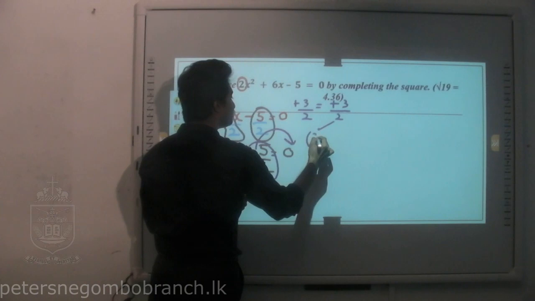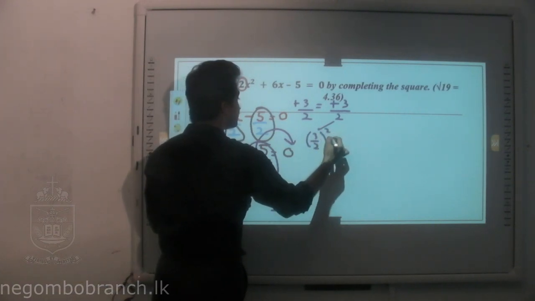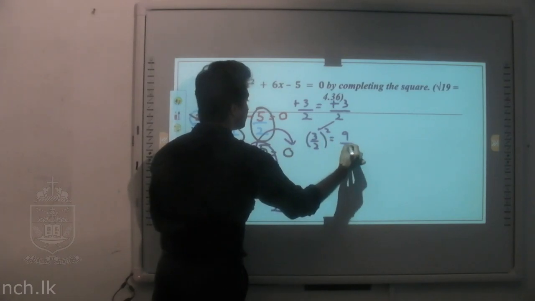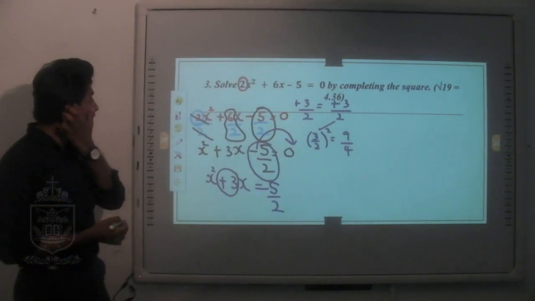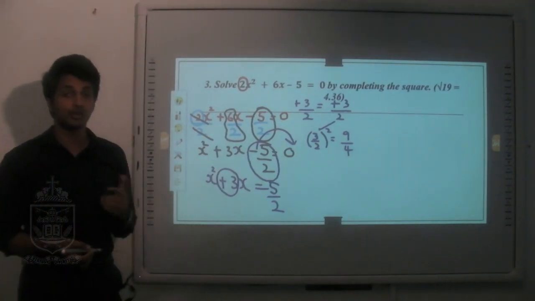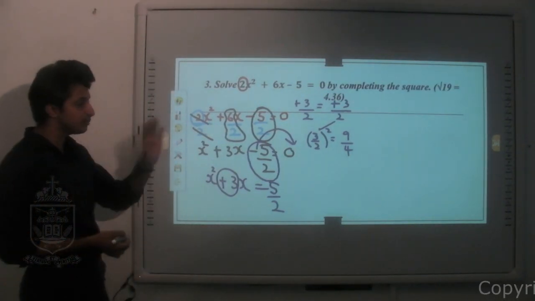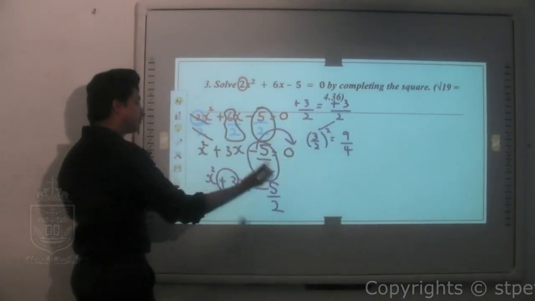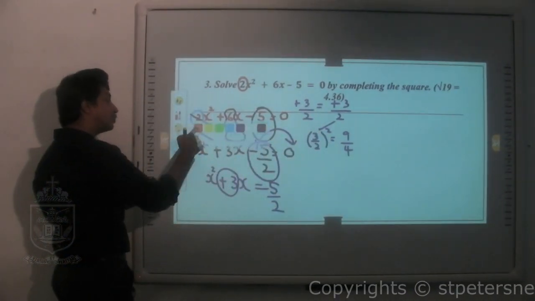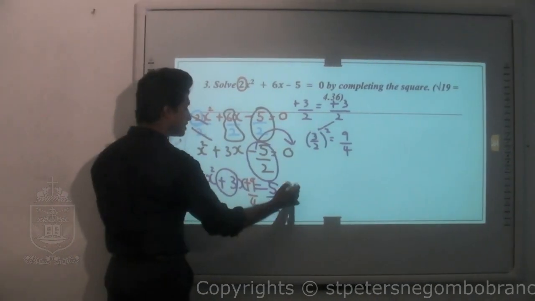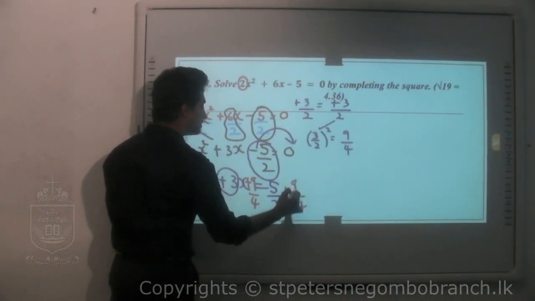In the next step, take that and square it. So 3 squared will be 9, 2 squared will be 4. When you are squaring it every time, the numerator and the denominator both should be squared. It's not only the numerator or the denominator, both has to be squared when you are squaring it. So take that value, come to this answer and add it to both the sides. 9 over 4 to this side as well. I will add 9 over 4.